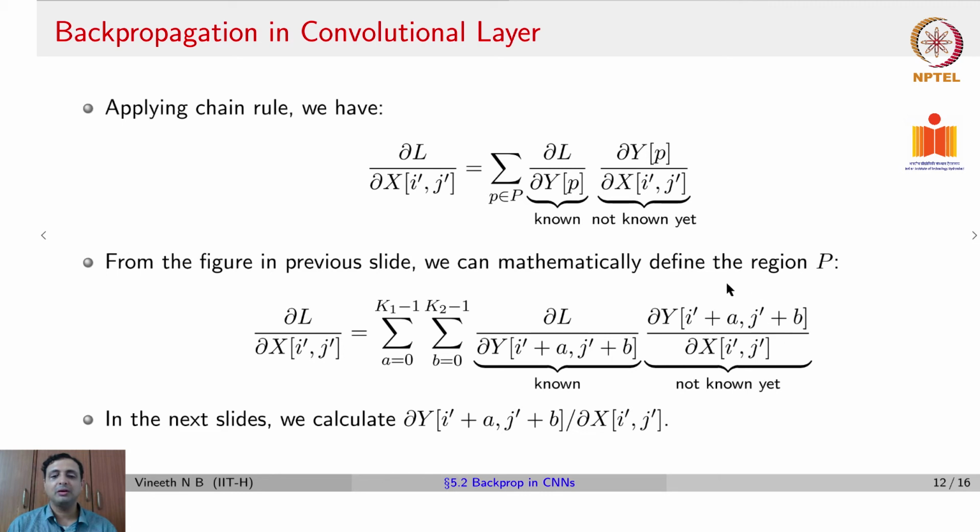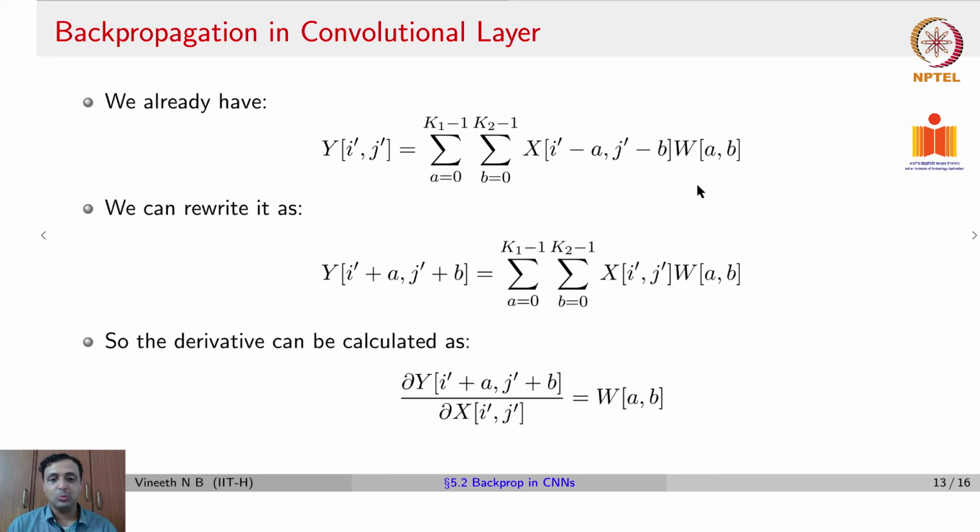But the second quantity here is currently not known to us: ∂Y of i' + a and j' + b with respect to X at i', j'. Let's try to compute this on the next slide.